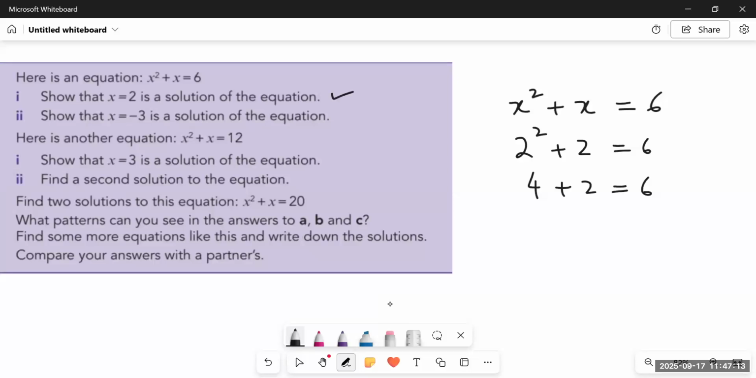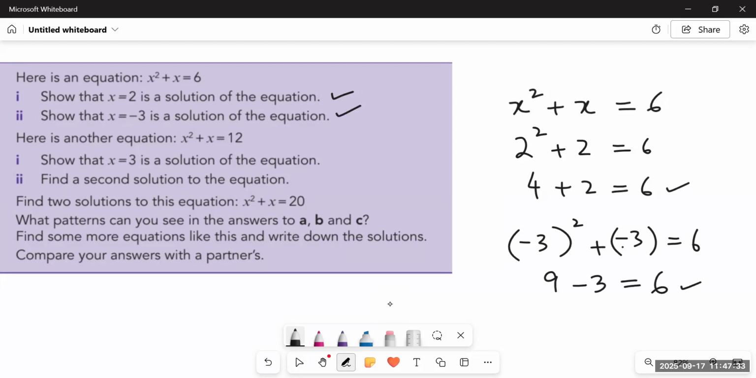And then we have to show that x equals minus 3 is also a solution of it. So let's write minus 3 to the whole square plus minus 3 is equal to 6. So minus 3 squared is 9, plus minus 3 is minus 3. So yes, 9 minus 3 is equal to 6. So yes, this is also a solution for this equation.